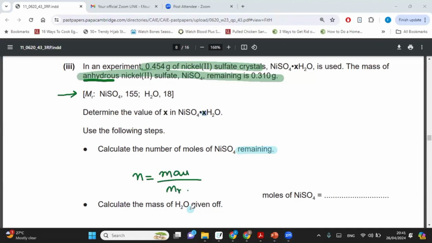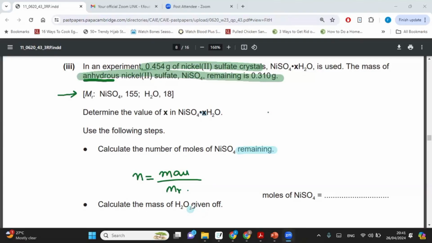They're saying remaining. If they're saying remaining, number of moles of nickel sulfate remaining. So what mass should I take? They have given me two masses. Which mass should I take, if they're asking me to calculate the number of nickel sulfate remaining?